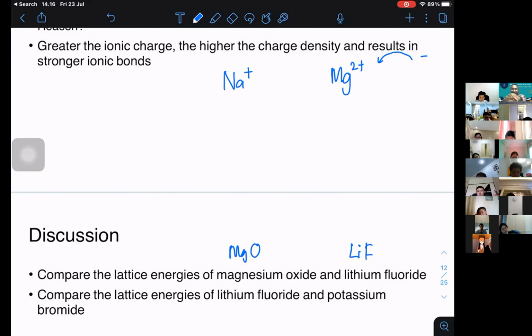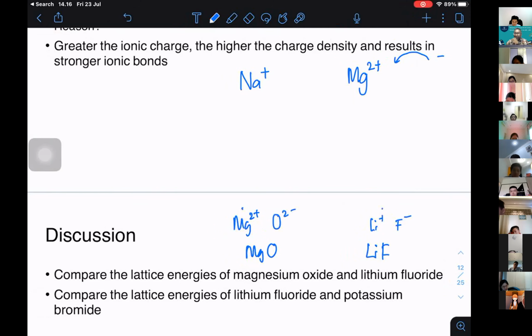Mg, yes. Why? Because with LiF, you're dealing with Li+ and F-. With MgO, you're dealing with Mg2+ and O2-. We are talking about charge. There is more charge density. If you compare 2+ and +, there is more charge density. So the attraction between these two will be way greater compared to the attraction between these two. So that will release a lot of energy. So magnesium oxide will be more exothermic.